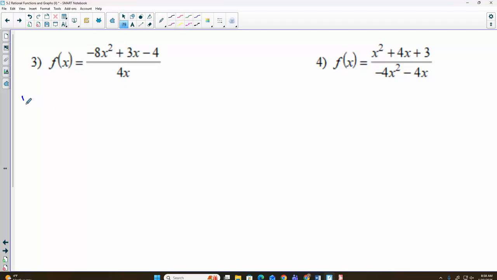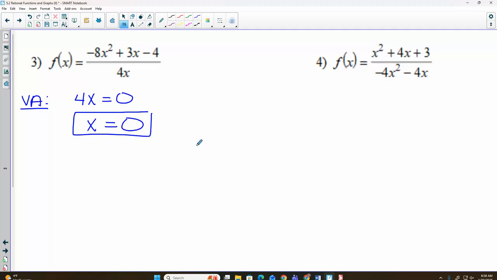So number 3. Vertical asymptote. If we set the denominator equal to 0, we get x equals 0. Horizontal or oblique. If I divide my highest powers of x, negative 8x squared over 4x, what do I get? Okay, that still has an x on the top. What does that mean? Oblique.